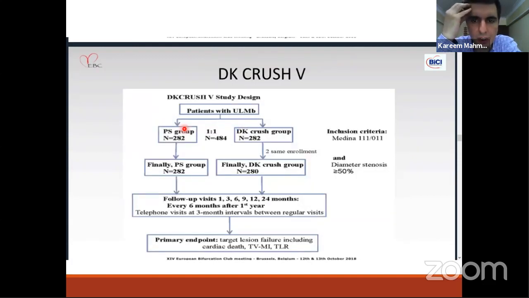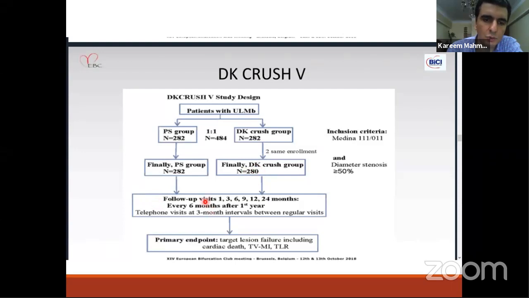DK Crush 5 was published in 2017, and it includes patients with unprotected left main with Medina classification 111 or 011, meaning we have side branch or circumflex disease. Here, 282 patients were randomized to a provisional stenting technique, and 282 patients were randomized to a DK crush technique.